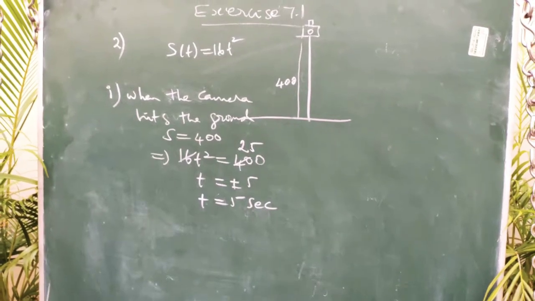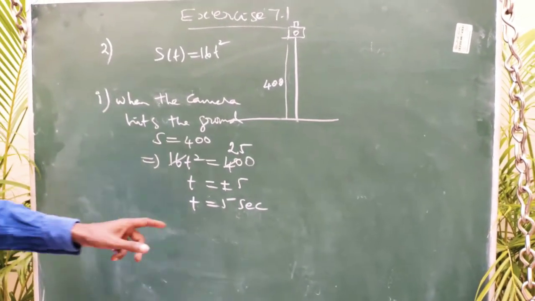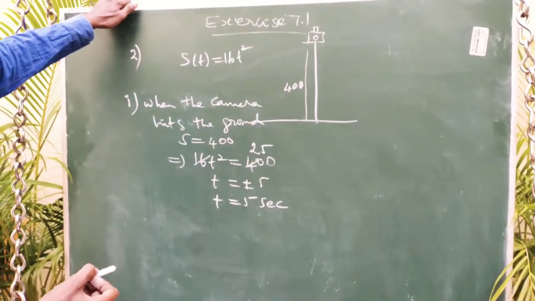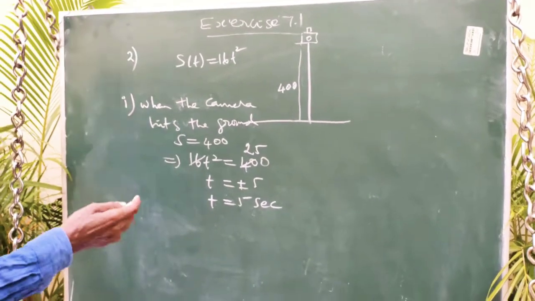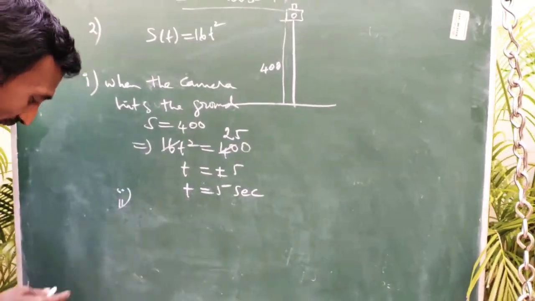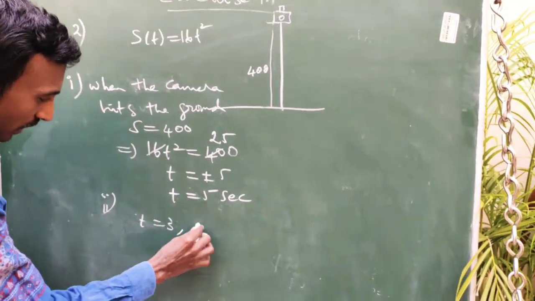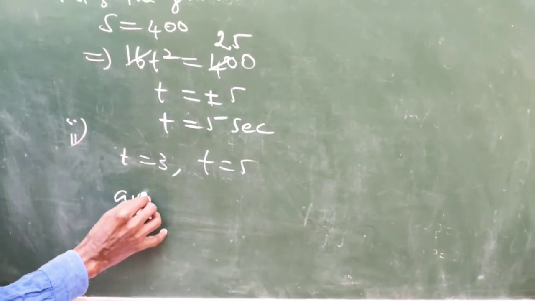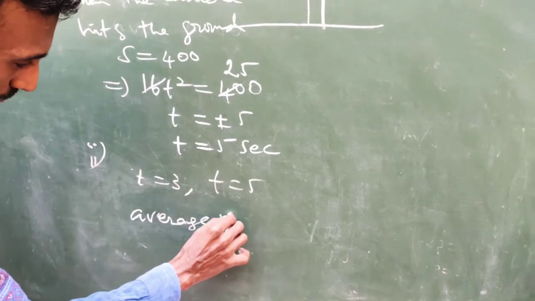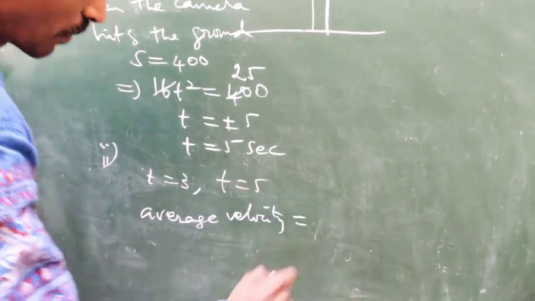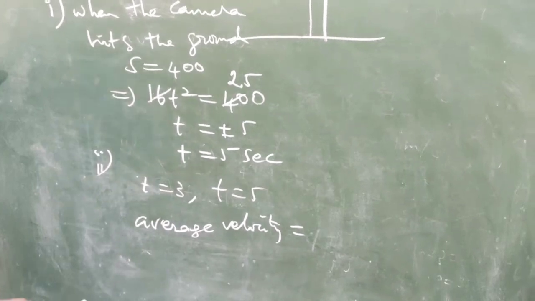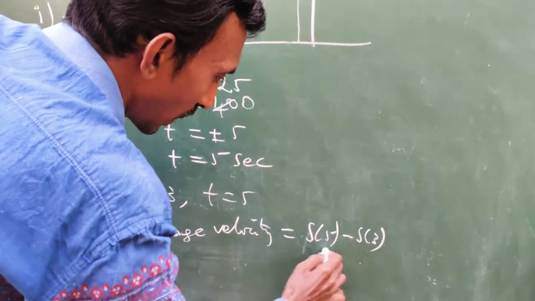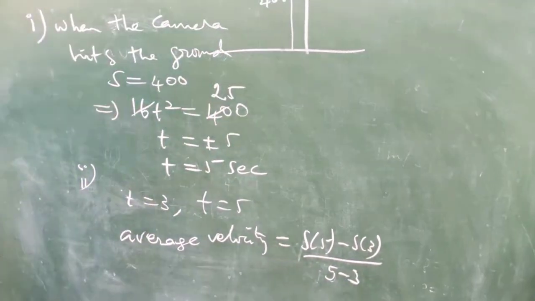Second subdivision, average velocity in the last 2 seconds. Last 2 means the last time is 5, so 2 seconds before is 3. So we have to find the average velocity between t equal to 3 and t equal to 5. Okay. So already I wrote a formula. Average velocity equal to S of B minus S of A by B minus A. So here put A equal to 3, B equal to 5. So S of 5 minus S of 3 by 5 minus 3, like the first sum.